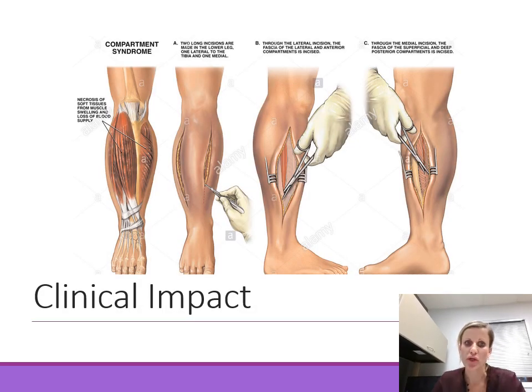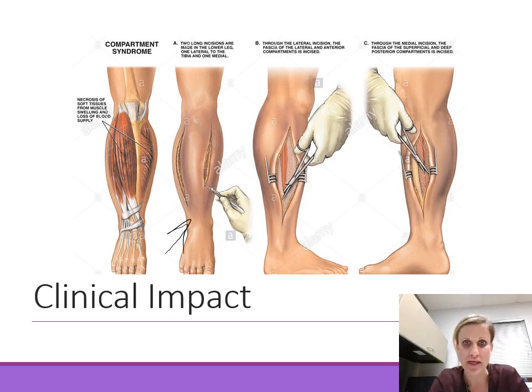Here, this is just showing you the fasciotomy in compartment syndrome, and it's a pretty bloody, nasty procedure, but again, it's necessary to restore blood flow and prevent necrosis and tissue death. So you see incisions are just being made, and then from the incision point, they're accessing each of the different compartments in the leg to cut the fascia and allow the pressure to be relieved.